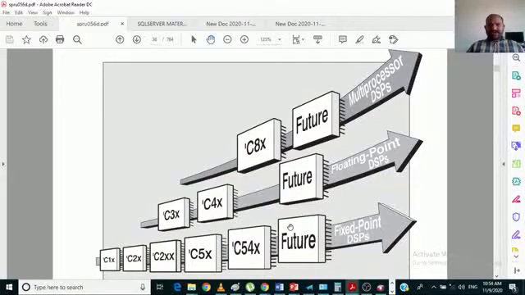Also, I told you that the main intention of the DSP processor is to process analog signal information. Mostly, we are using the DSP processor for processing analog information.